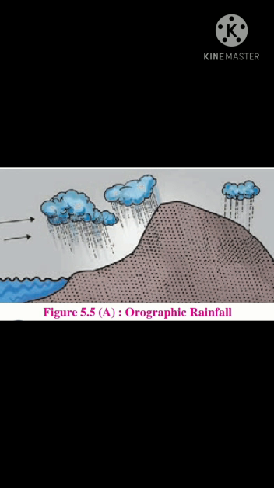Now let us see another picture of the orographic rainfall. The same situation is being observed in this picture, due to which the rainfall is taking place on one side of the mountain and the other side remains as the rain shadow area.